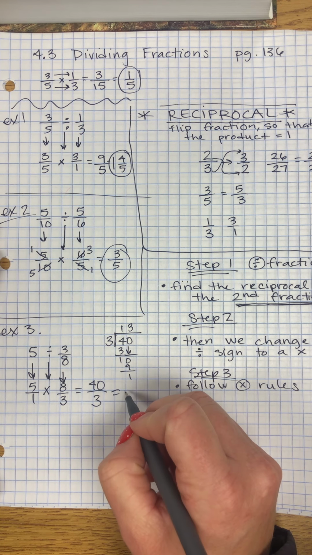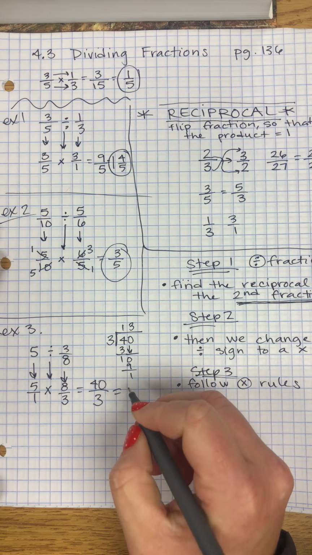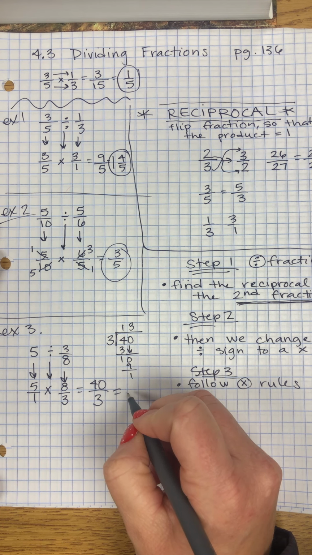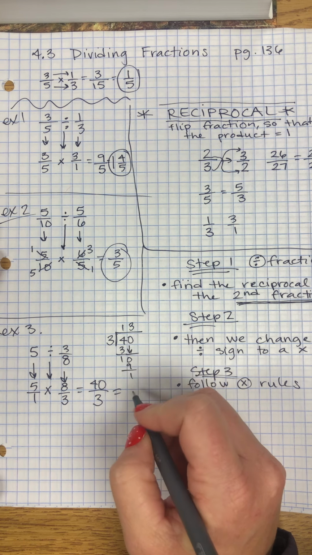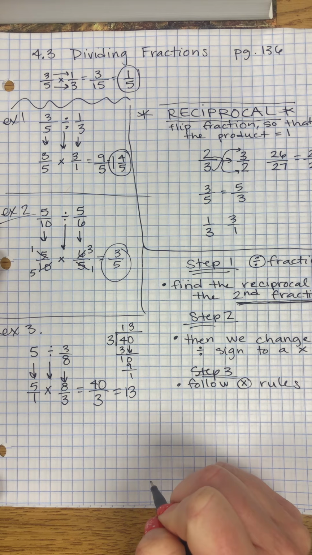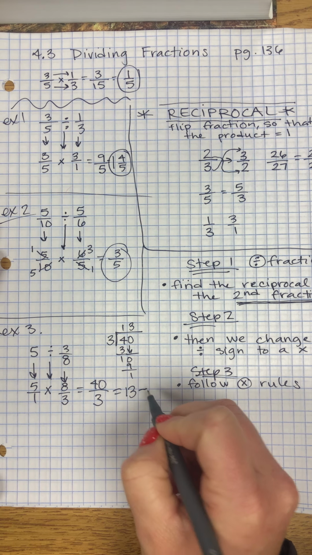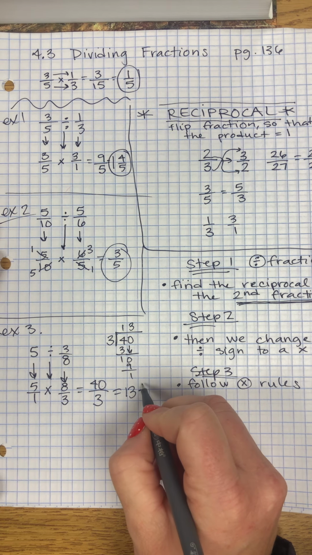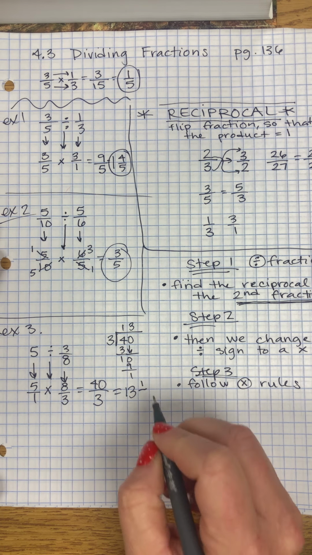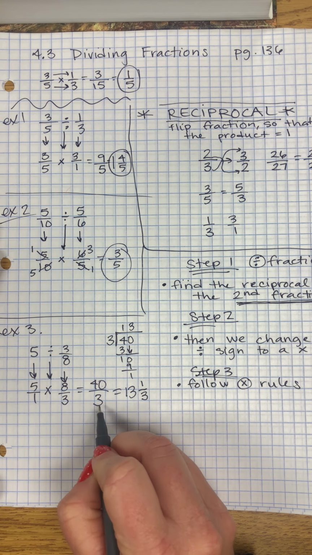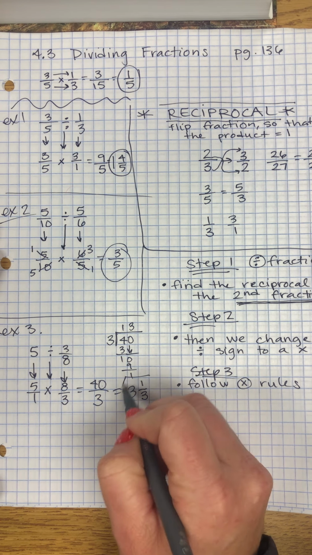The 13 is my whole number. That's how many times 3 goes into 40. So 13 is what I start with. And then I have a fraction. What goes where? The 1 goes at the top, your remainder goes on top, and then the 3 goes at the bottom, because it was at the bottom. Then the denominator doesn't change.